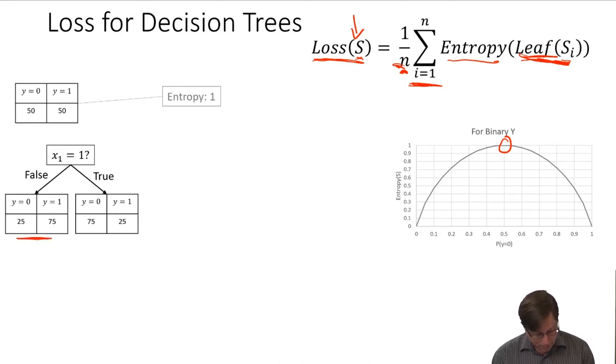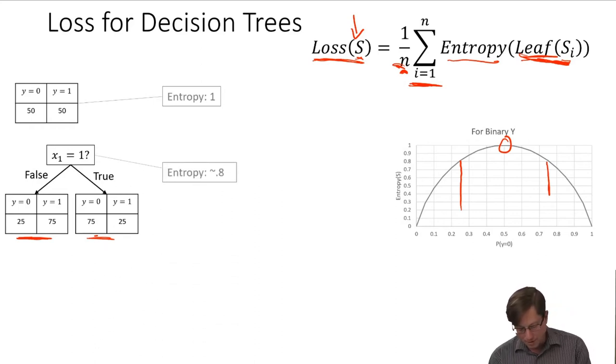Now, if we were going to go on to a slightly more complicated tree here, we would see that the y equals 0 is 25, so we come up and say, okay, that's about 0.8. And again, it's 75, and we can see that they're symmetrical, 0.8. And we would do the weighted sum across all of those, and we would get an entropy of about 0.8.